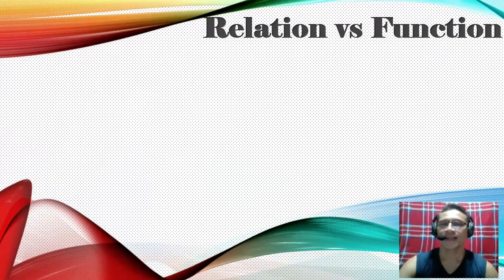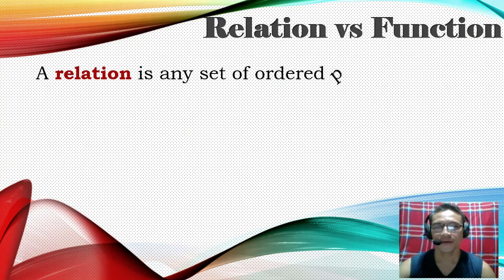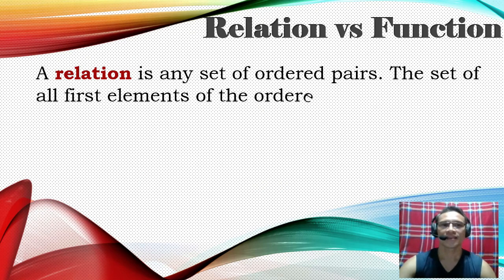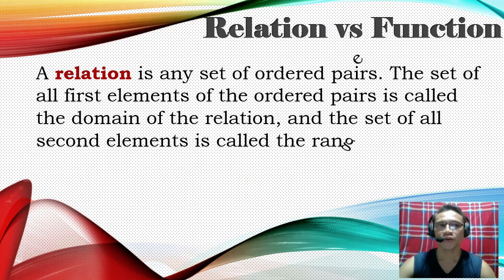Okay, let us distinguish relation and function. When we say relation, it is any set of ordered pairs. The set of all first elements of the ordered pairs is called the domain of the relation, and the set of all second elements is called the range.